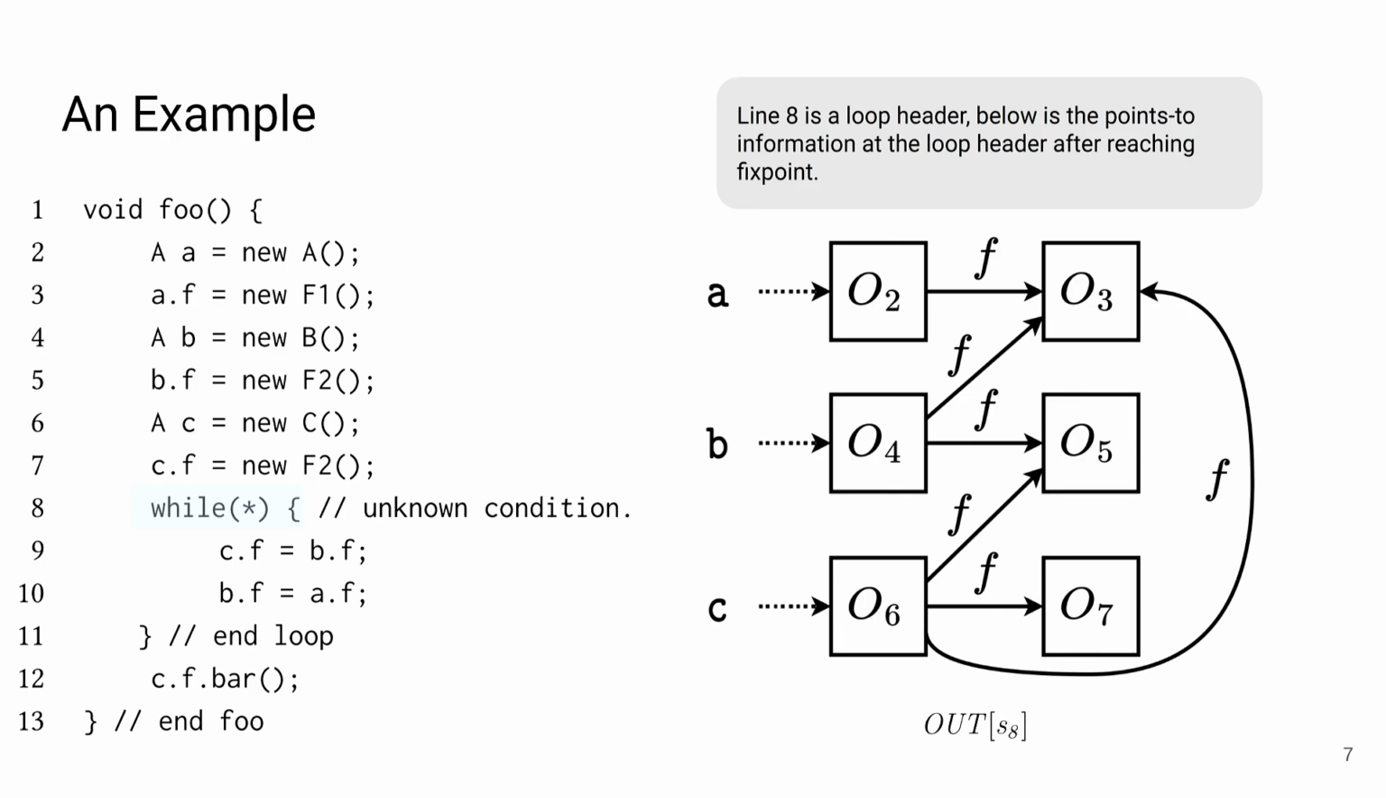Here we have what we call a points-to graph. This is a graphical representation of the points-to information at the loop header after the points-to analysis reaches fixed point. We use out of S8 to denote it, and what it shows is basically the heap objects that are pointed to by the program variables, and also the heap objects that are reachable through the fields of those respective heap objects. And by virtue of how data flow analysis works, computing this out of S8 incurs a fixed point computation. You need to analyze the loop multiple times in order to obtain this.